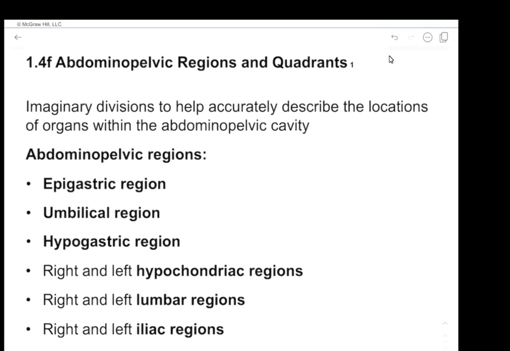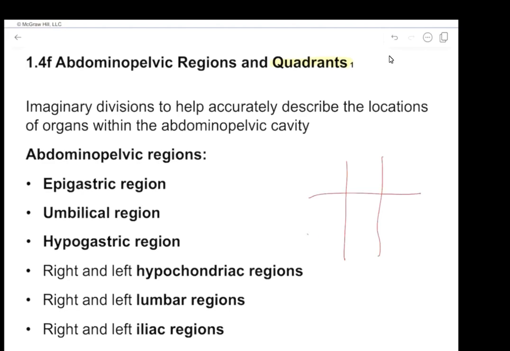So the next slide is on abdominal pelvic regions and quadrants. So there's two different ways to break up the abdominal pelvic region. The most common in medicine tends to be the quadrants, but we also need to know the abdominal pelvic regions. The abdominal pelvic regions, I like to think of it as the tic-tac-toe board.